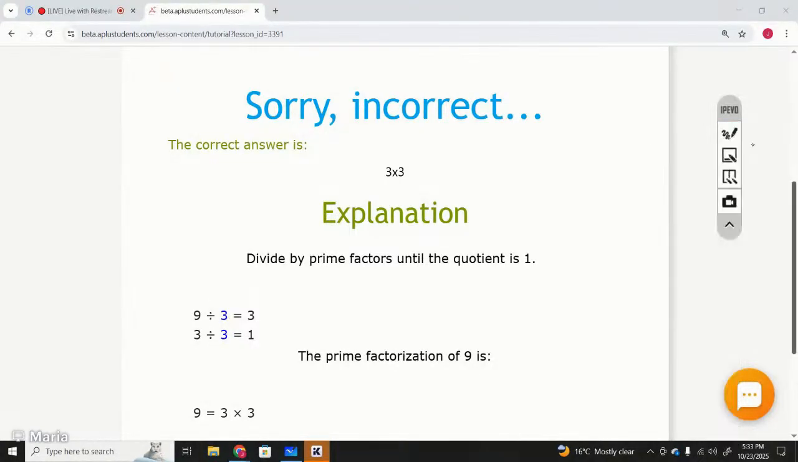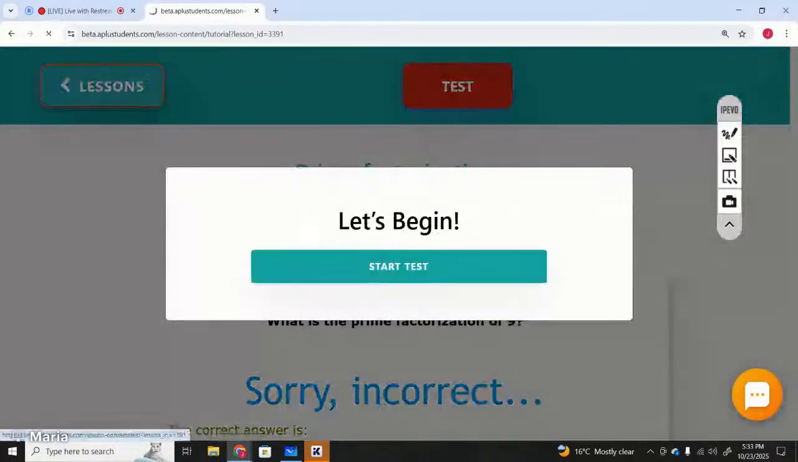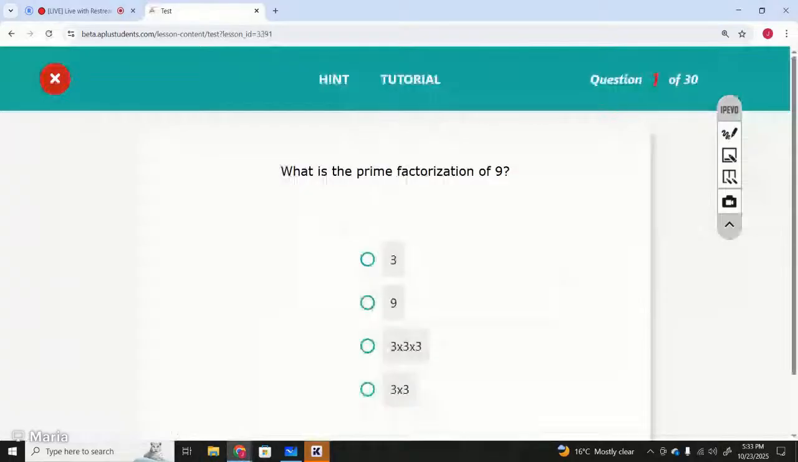Let's just start with the test questions. What is the prime factorization of 9? The prime factorization of 9 is 3 times 3.